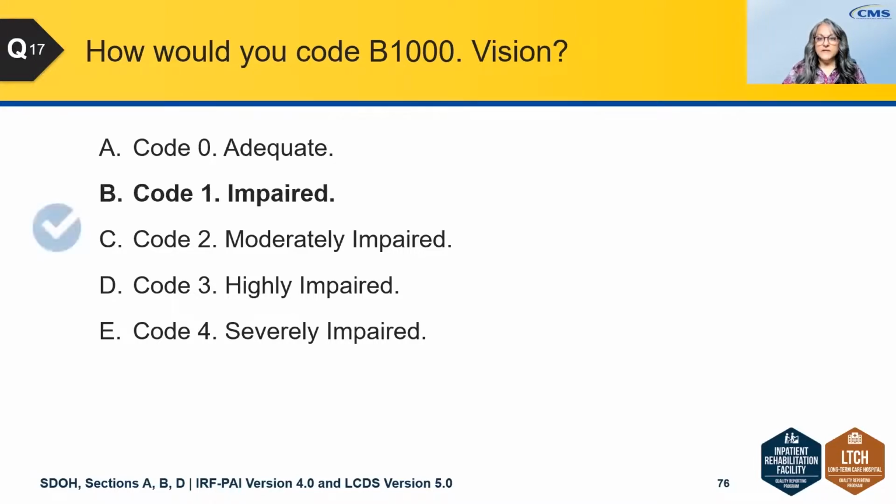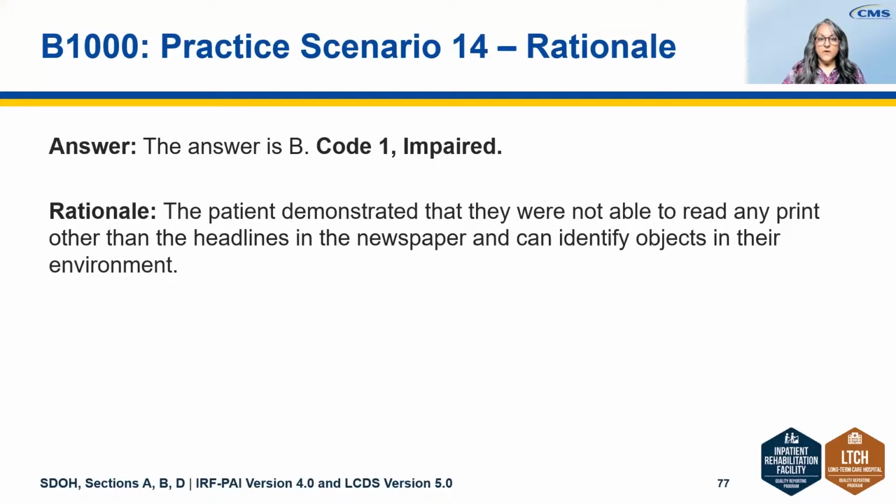And so again, we've got a little bit of a split between codes 1, 2, and 3, with 38% choosing code 3, 36% choosing code 1, which is the correct answer, as you see here on the answer slide. So the answer is code 1, impaired.